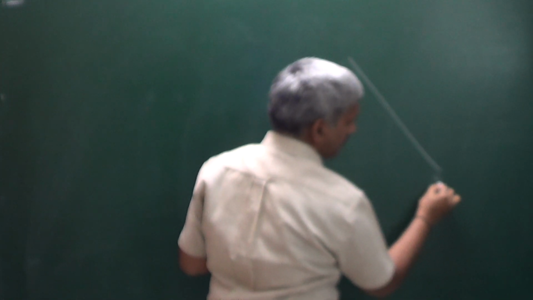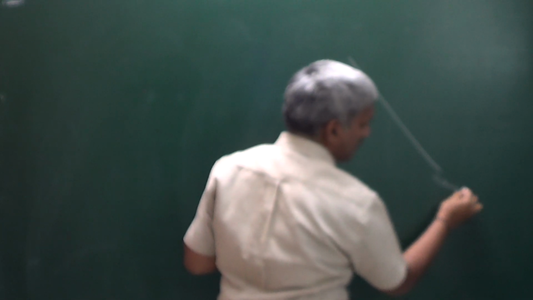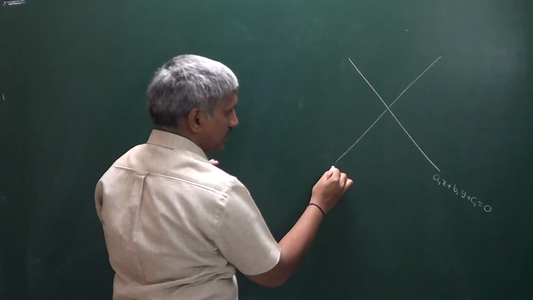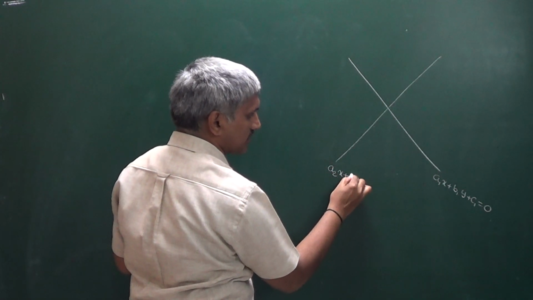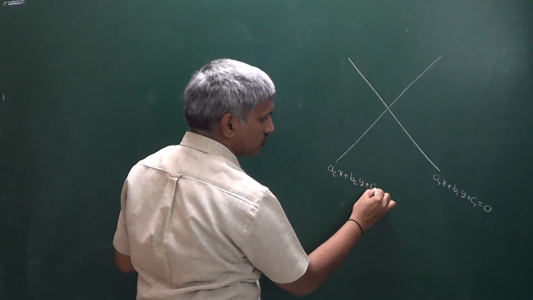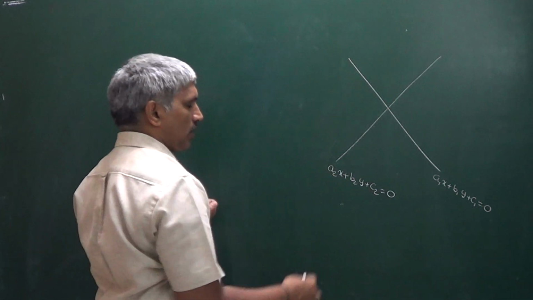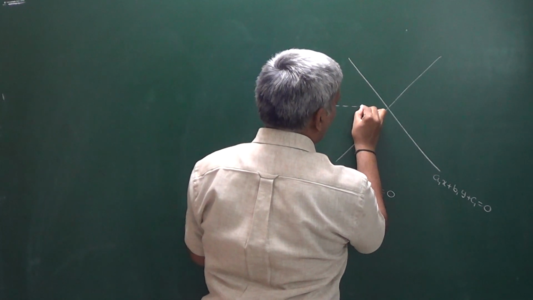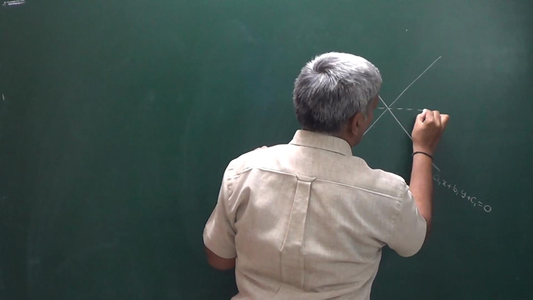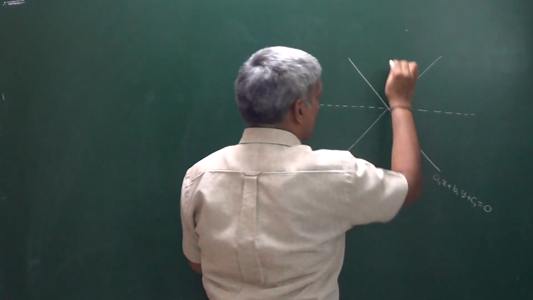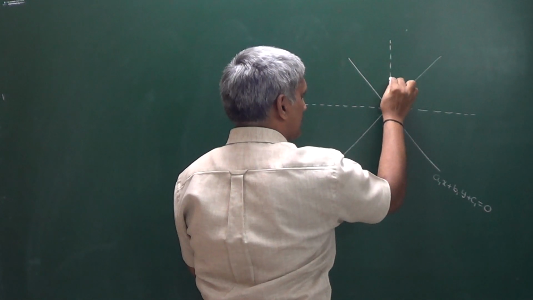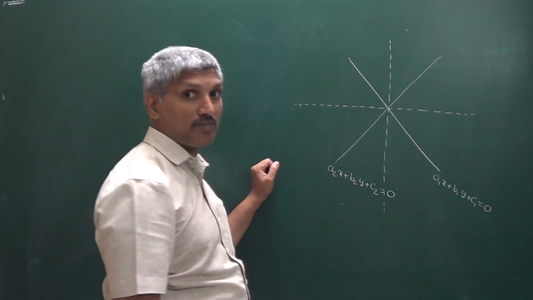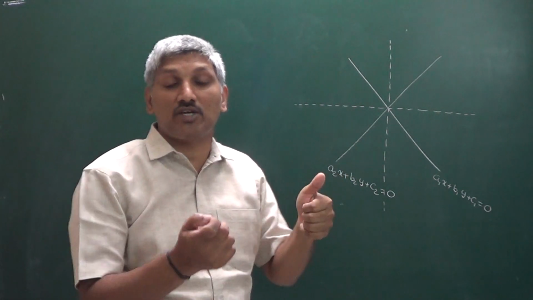Next, observe here, this is one line. Let us say that line equation is a1x plus b1y plus c1 is equal to 0, and this is another line. That line equation is a2x plus b2y plus c2 is equal to 0. Now I want to find the equations of the angle bisectors between these two lines. This is one angle bisector, this is another angle bisector. I want to find the equations of the angle bisectors, that means these two dotted line equations we have to find.